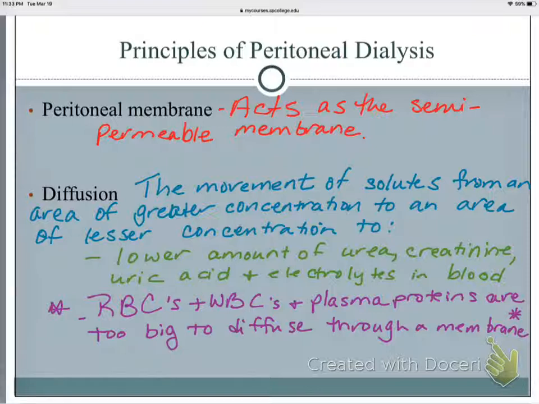Everybody got that? Okay. We're going to talk about catheter placement. I think about 12% of patients are on peritoneal. So, it's just nice to know. Okay. We're going to talk about the different types. There's different types of peritoneal dialysis.